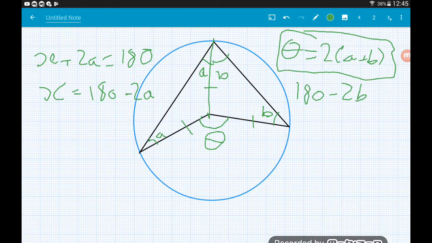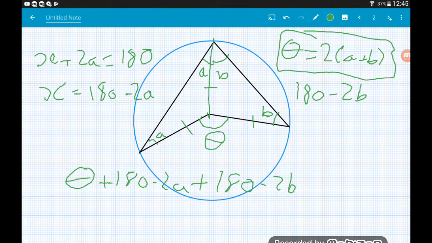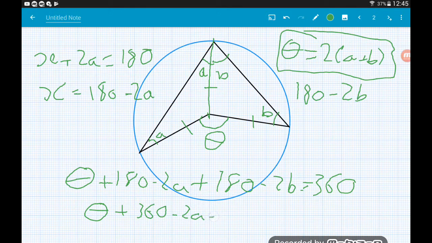Okay, so we use the angles around the centre point to do this. If we add them all together, we know that angles around a point add up to 360. So we've got theta, add 180 minus 2A, which is the third angle in the left triangle, and then add 180 minus 2B. Now we know that that's all equal to 360. They are the three angles around a point, so they add up to 360. Now if we sharpen up the left hand side a little bit, we've got theta, add 360, minus 2A, minus 2B is equal to 360.